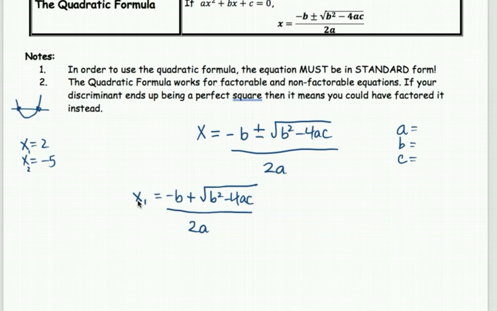Okay, so the first one is everything negative b, but then I'm just writing the plus. So whatever number you have here, you're going to add to whatever you get out of here and then divide it by 2a. So that's one root, okay? The other root is the one where it's subtract right here, okay?